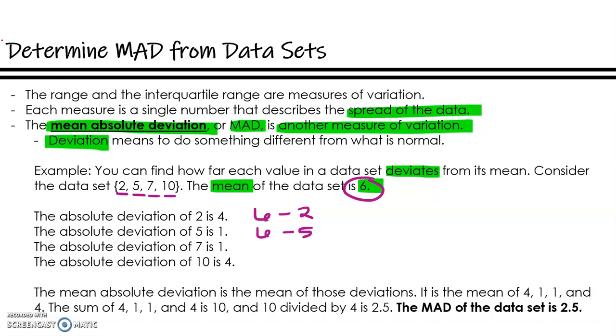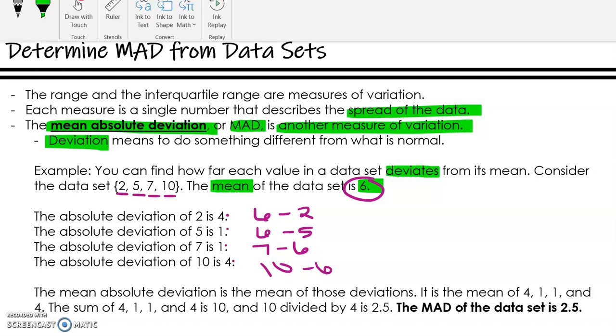7 is our next number. Notice I'm going to flip this because 7 is bigger than the mean. 7 minus 6. Again, you're just finding how far apart each data value is from the mean. And then the last one is 10. 10 minus the mean is 4. So our absolute deviations are 4, 1, 1, and 4.